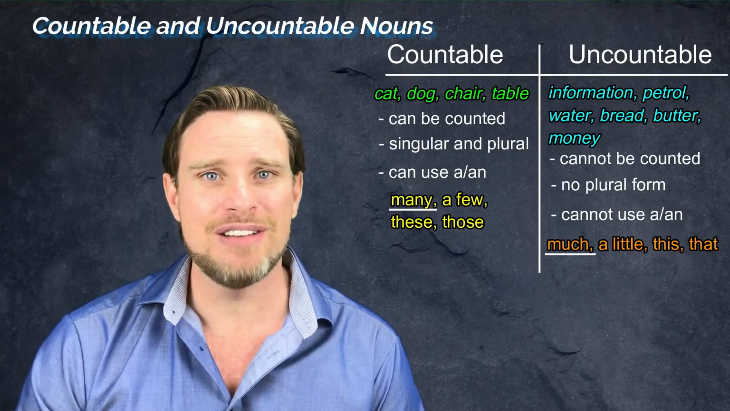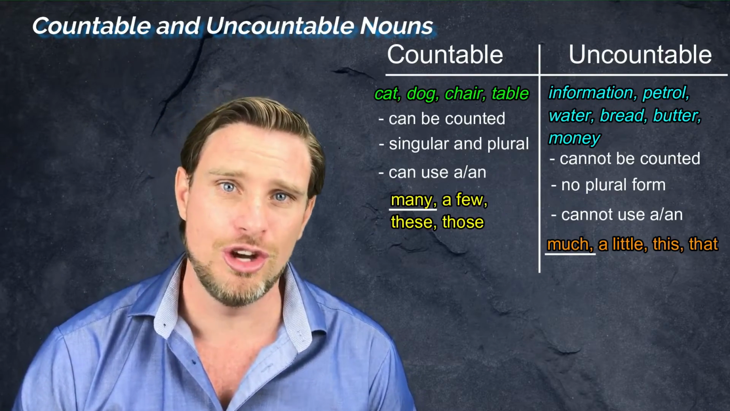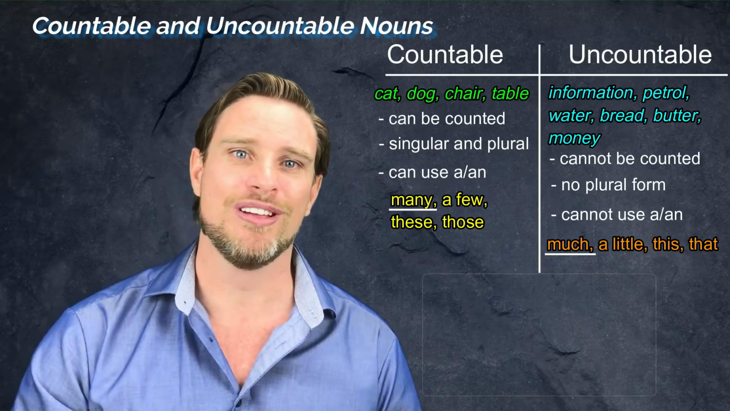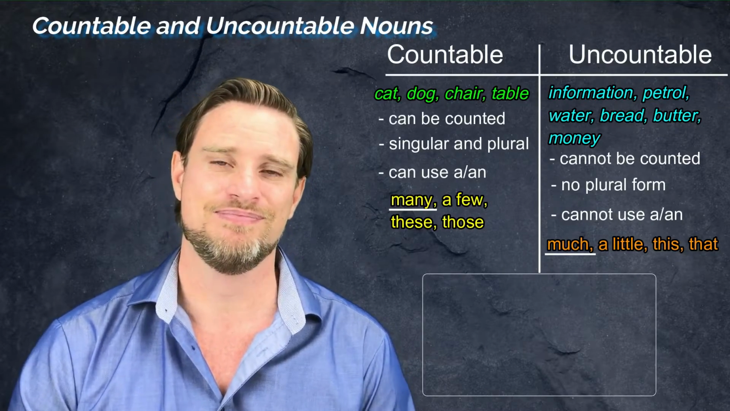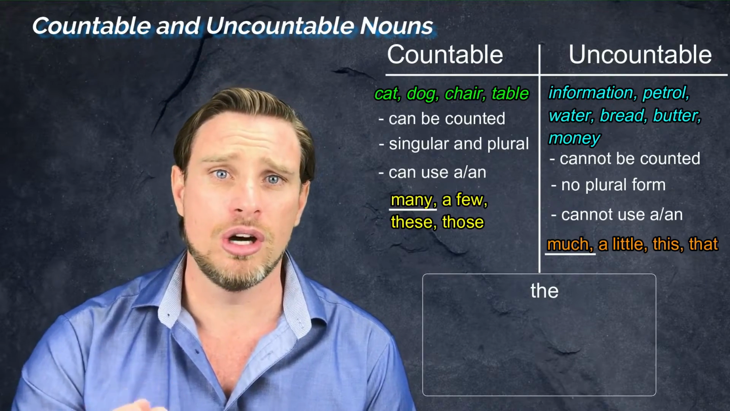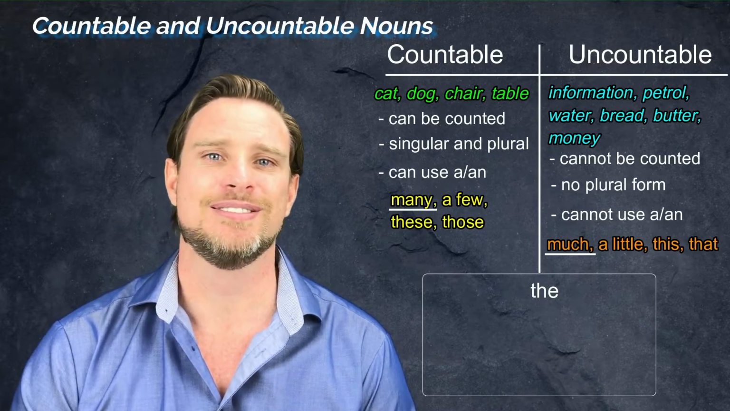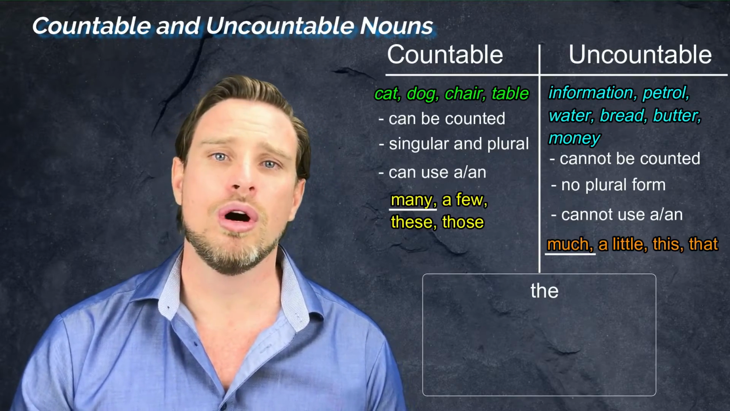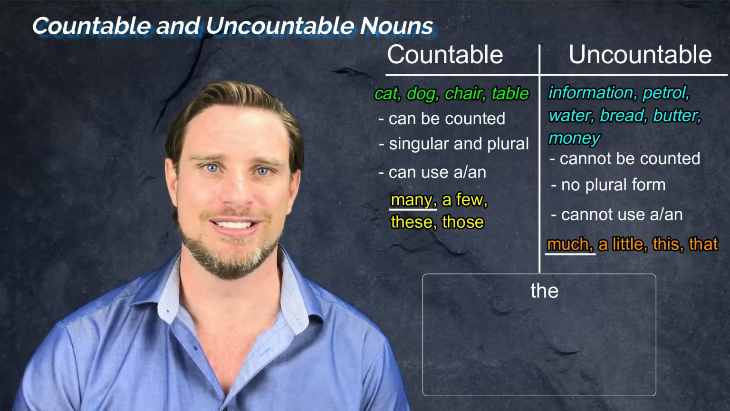Alright, and now I have some good news for you. There are some quantifiers, determiners, and even an article that we can use with both countable and uncountable nouns. They work for either one. These include the article: the dog, the dogs, the information, the advice. Thanks for the advice. The information you gave me was very helpful. Okay, countable or uncountable nouns.